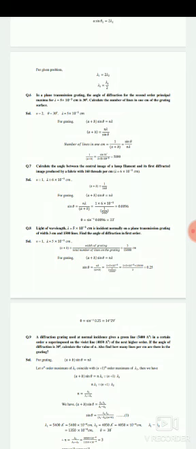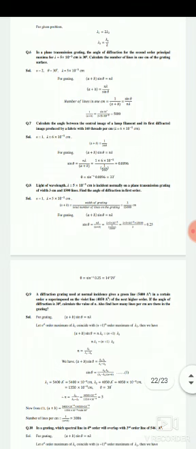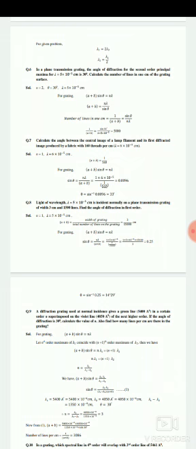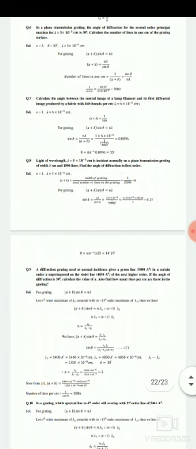From grating direction of maxima equation, a plus b sin theta is equal to n lambda. A plus b is equal to n lambda by sin theta. Number of lines in 1 centimeter is 1 upon a plus b. So we calculate 1 upon a plus b is equal to sin 30 upon 2 into 5 × 10^-5, which is equal to 5000. This is how we calculate the number of lines.